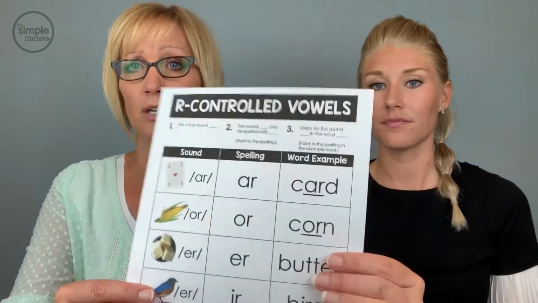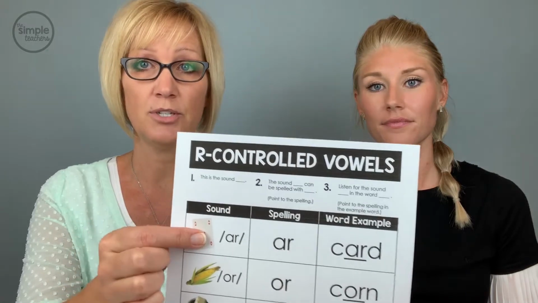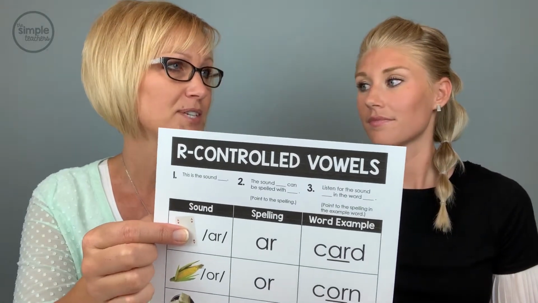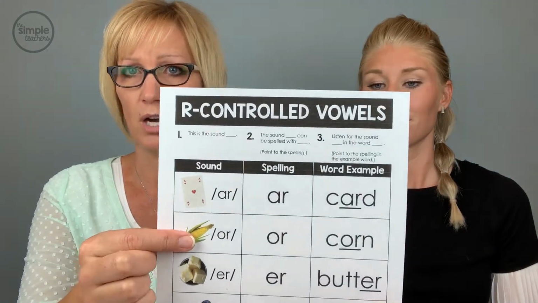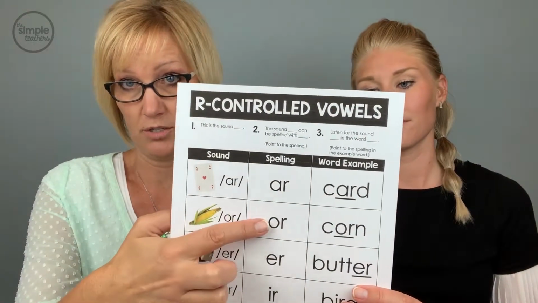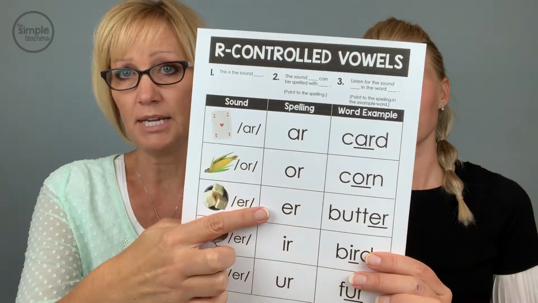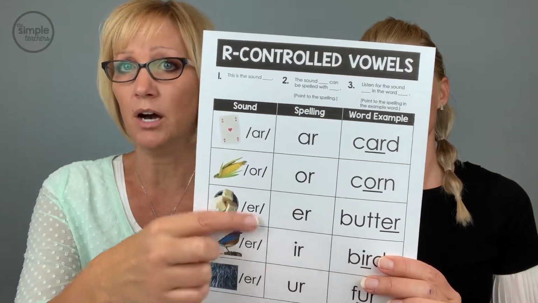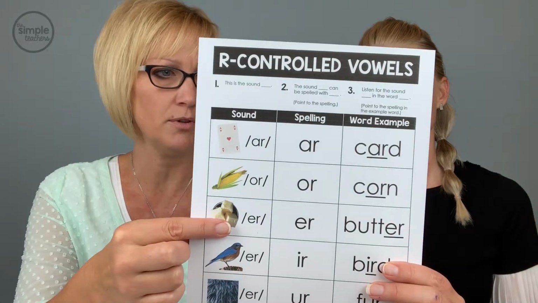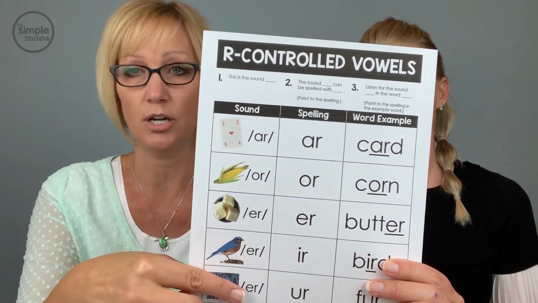So AR says R, which is the name for R, so it's kind of easy to remember. OR says or, which looks just like the word or, so that's an easy one to remember as well. And then the bottom three, ER, IR, and UR, all say the sound for the letter R. So they're really quite simple to remember. But they do cause a lot of trouble with blending for students. So you need to be very clear with your instruction and give lots of practice.